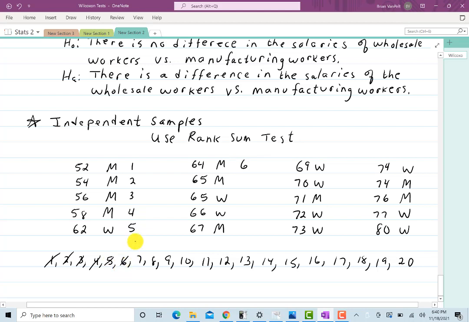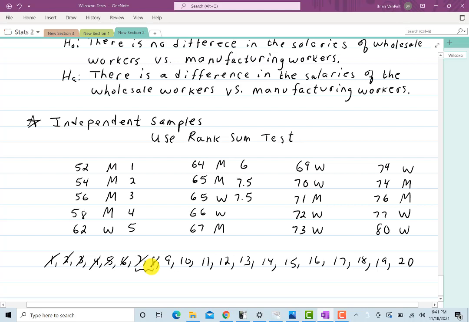Right here, 65. Now for 65, I've got a 7 and an 8. If you take 7 plus 8, that's 15. Divided by 2, you get 7.5. So we take the average. And I'll mark those off.